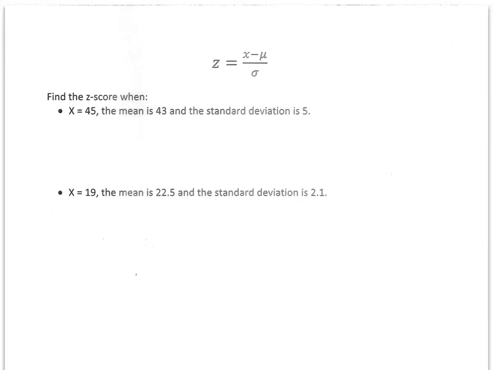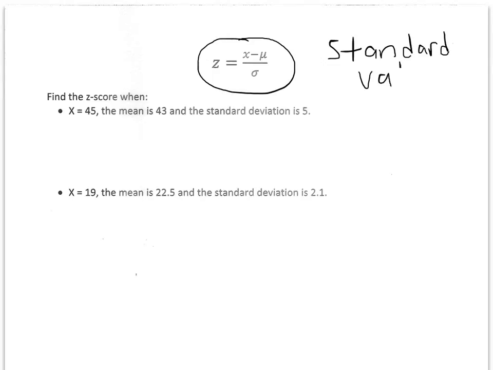In this chapter, we're going to look at the normal distribution. But let's go back and review a few things. First off, you remember we had this formula before to find the z-score, or we also referred to it as a standard value or a standardizing of value.